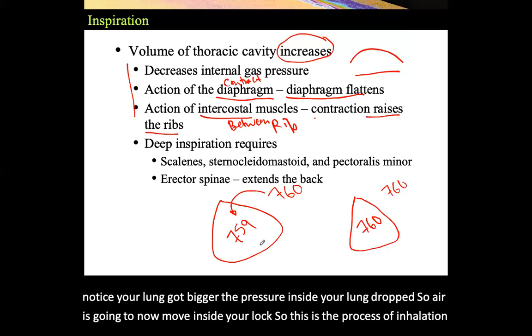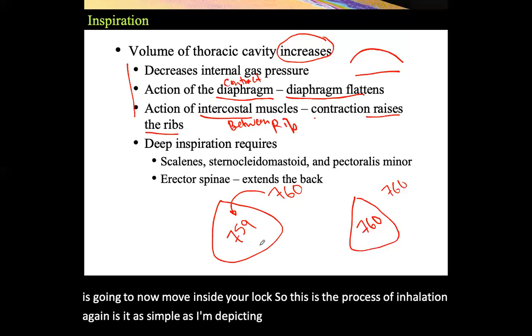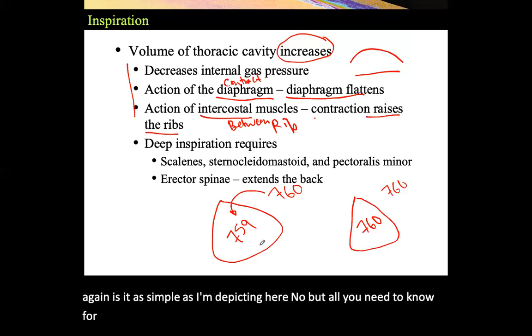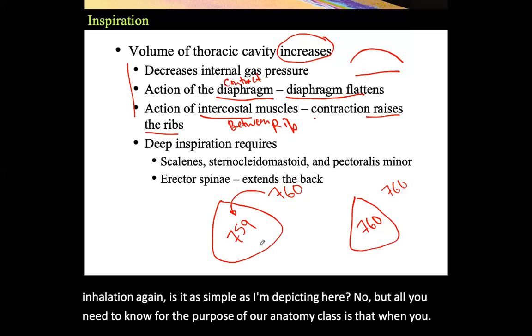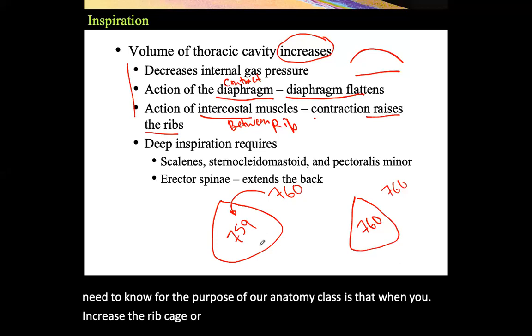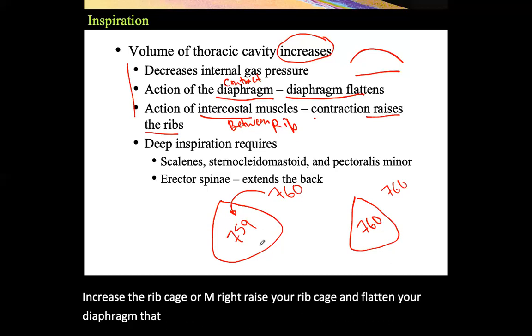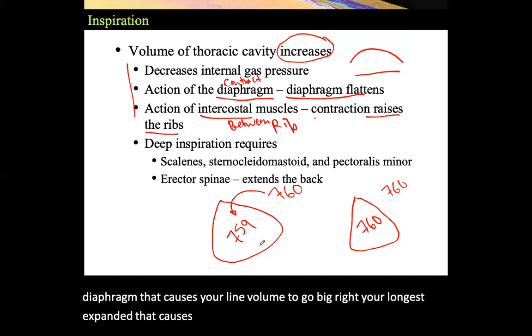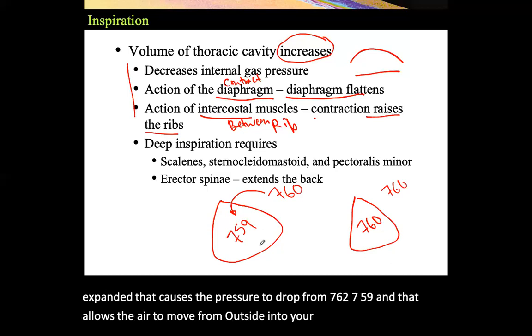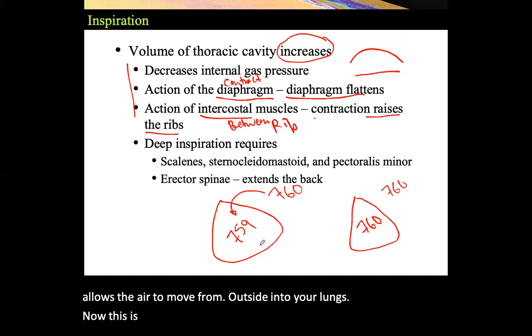Again, is it as simple as I'm depicting here? No, but all you need to know for the purpose of our anatomy class is that when you raise your rib cage and flatten your diaphragm, that causes your lung volume to go big, right? Your lung gets expanded. That causes the pressure to drop from 760 to 759, and that allows the air to move from outside into your lungs. Now, this is an active process because it involves muscles.